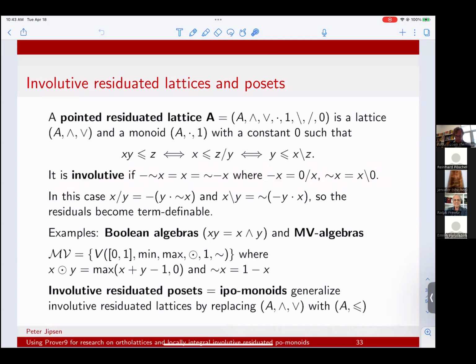The whole thing boils down to classical logic. If you make the simple assumption that the multiplication in the residuated lattice is just the meet, then you get Boolean algebras, and they are the primary example of involutive residuated lattices. And another excellent example are MV algebras. They come from the unit interval with the operations of minimum and maximum for meet and join, and then an operation of circle dot, which is given here.